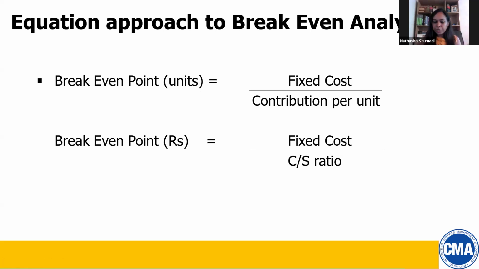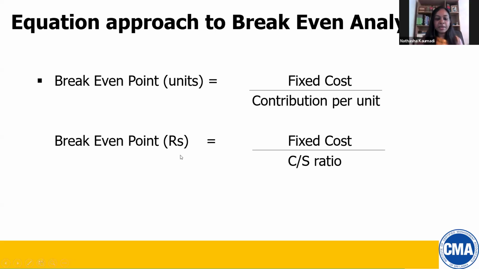How many units do you need to sell to be at the break-even point? How can we calculate it? You take the fixed cost and divide it by contribution per unit. Fixed cost divided by contribution per unit.